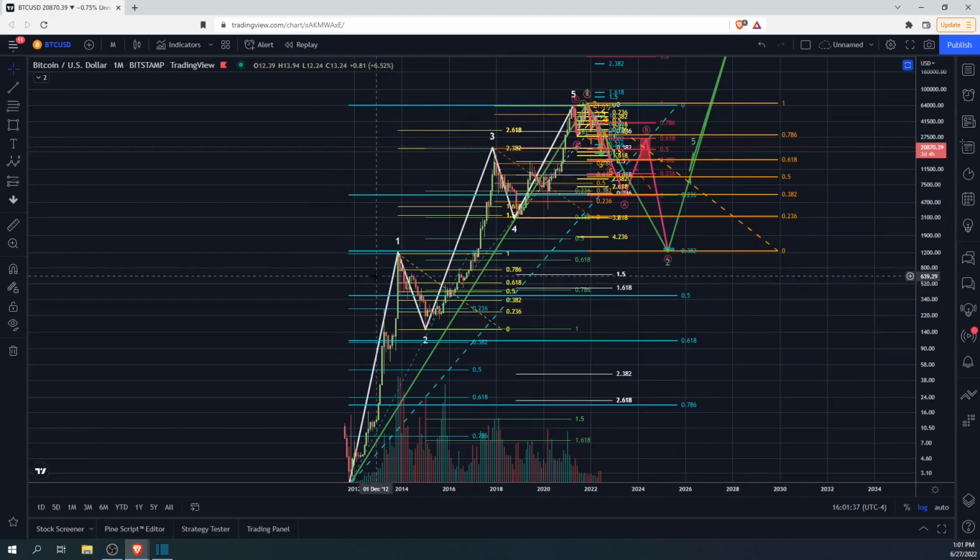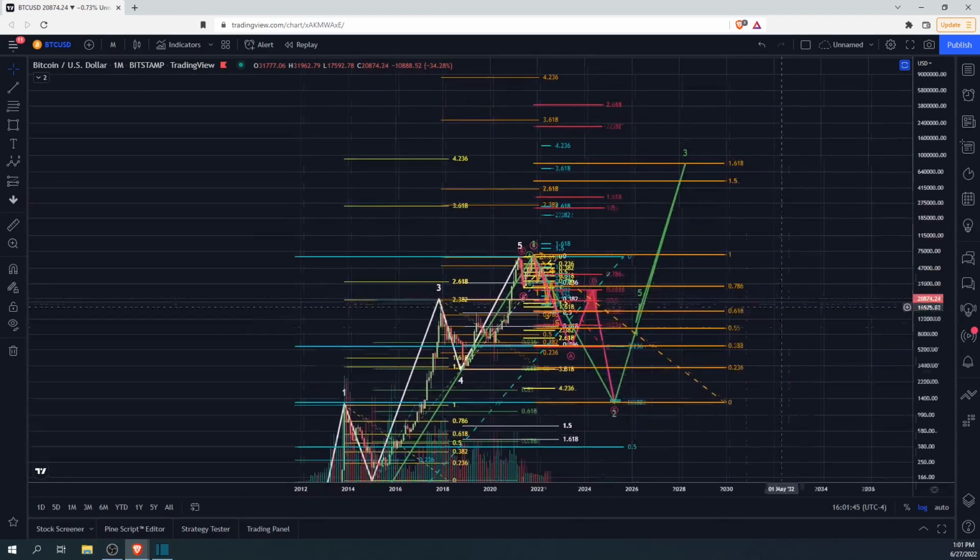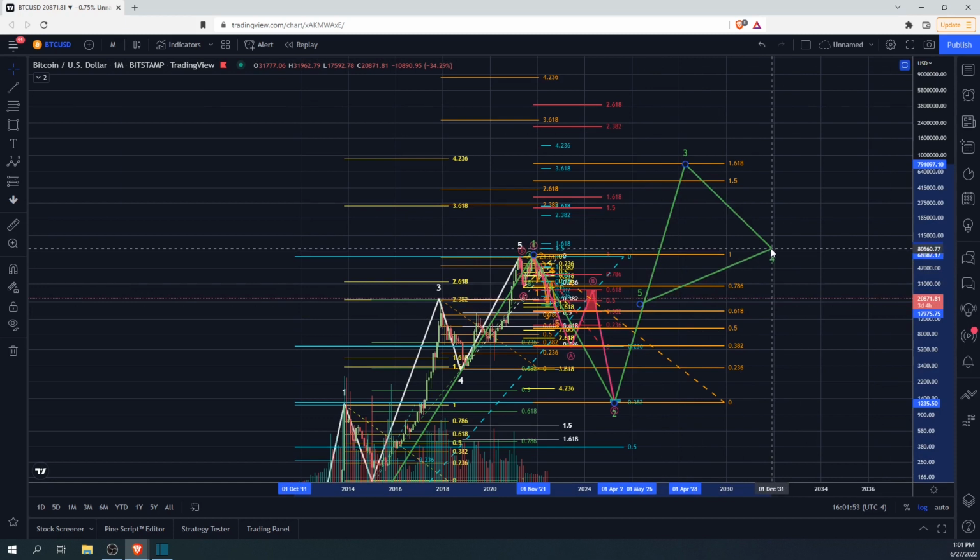Well, it's just another 5 waves to the upside followed by an ABC correction. And then that is our 1 and our 2 retracement. And then this is our next 5 waves to the upside. And that is our 3. And then we would expect a 4 retracement. And then we'll do a 5 as well. So in this case, where would we expect the 4 to go?